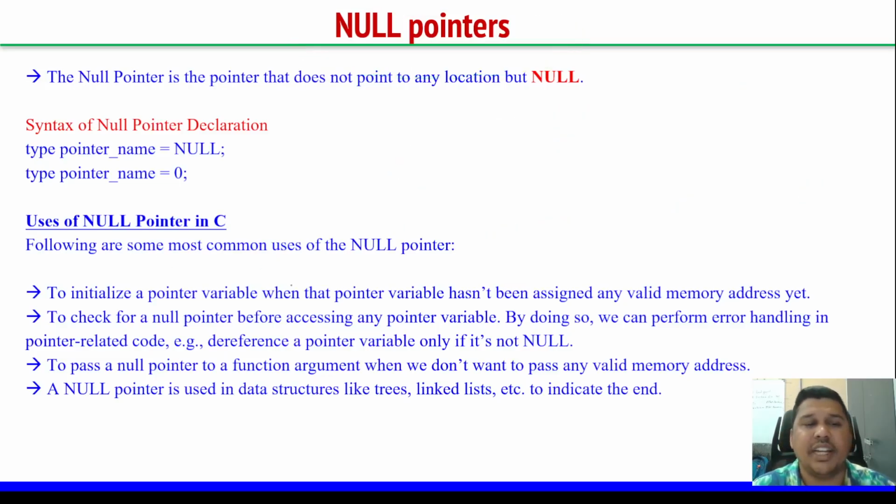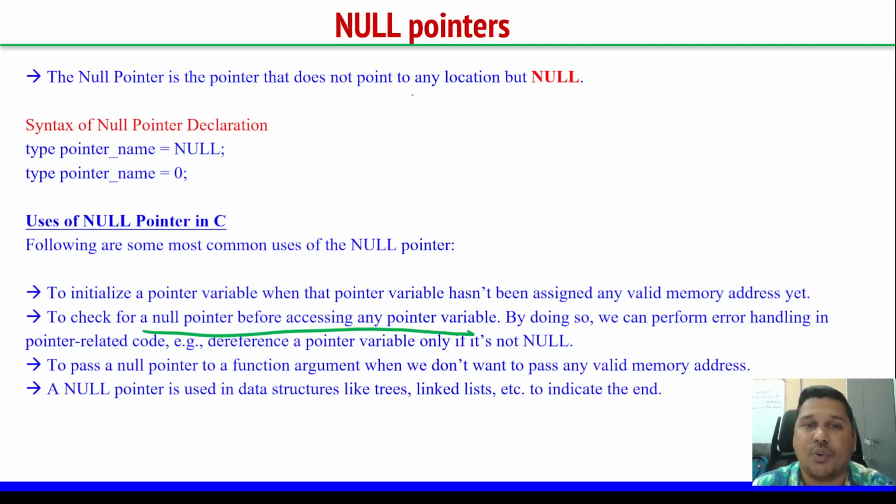So why do we need this, what is the benefit of doing this? It means that particular pointer variable is free. It is not assigned to any memory address yet. Okay, right? So this way. And we check if a pointer is null before accessing any pointer variable, we will see this in due course.